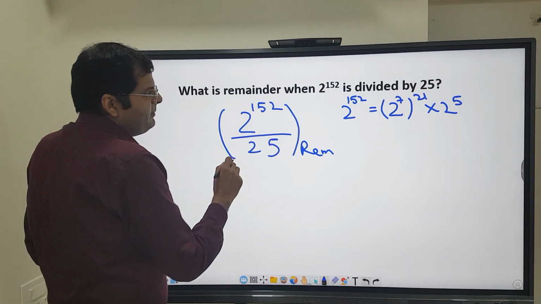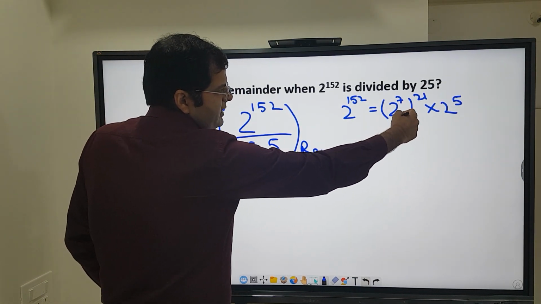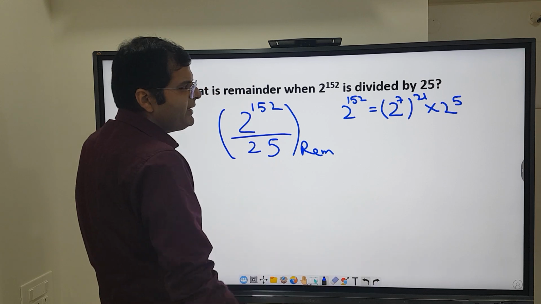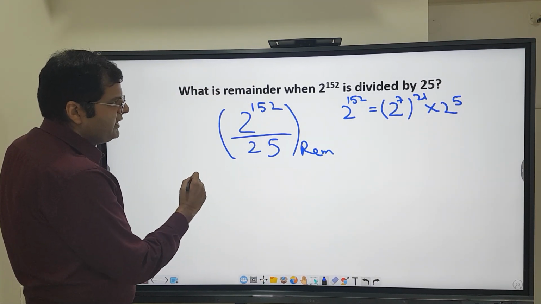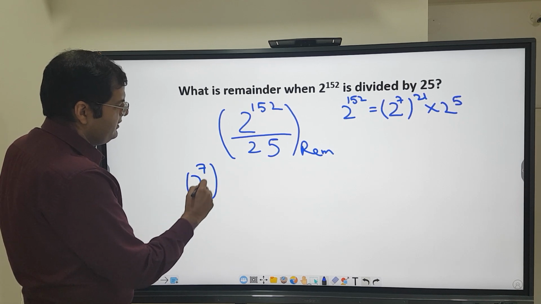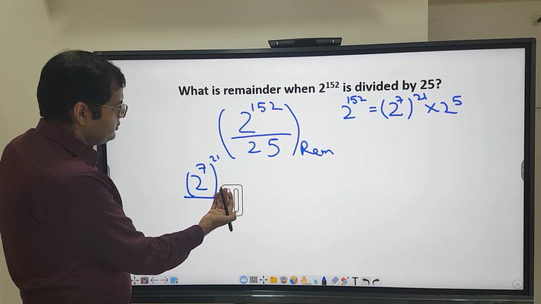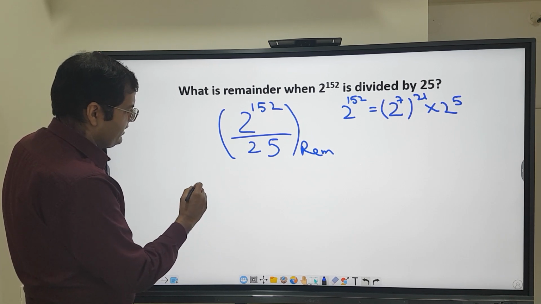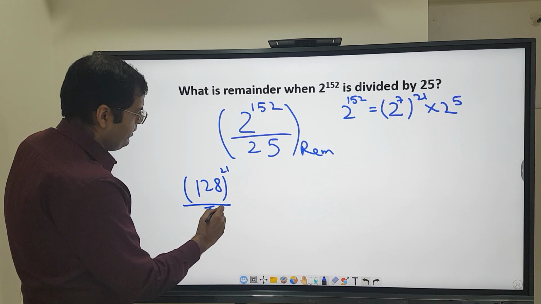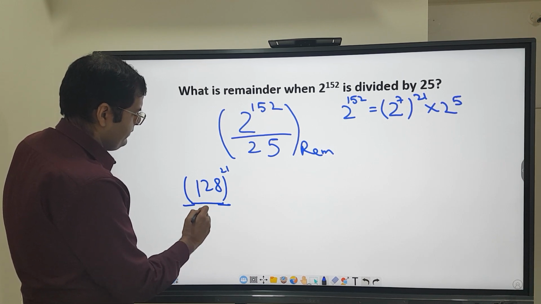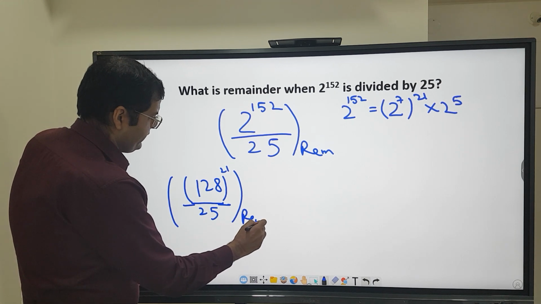Now I can find the remainder separately of each of these numbers and multiply those remainders through the property of remainders. The first thing I need to find is the remainder of 2 raised to 7 raised to power 21 upon 25. So 2 raised to 7, I will write 128 directly. This is 128 raised to power 21 upon 25, and the remainder of this I have to find.